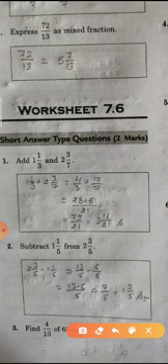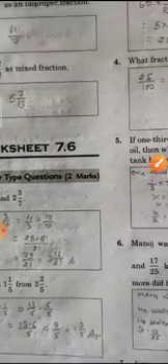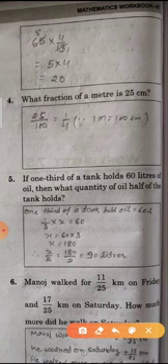Question number 3 is find 4/13 of 65 centimeter. So 65 multiply 4/13. We cancel 65 by 13, 5 times, and 5 multiply 4 is 20, the answer.